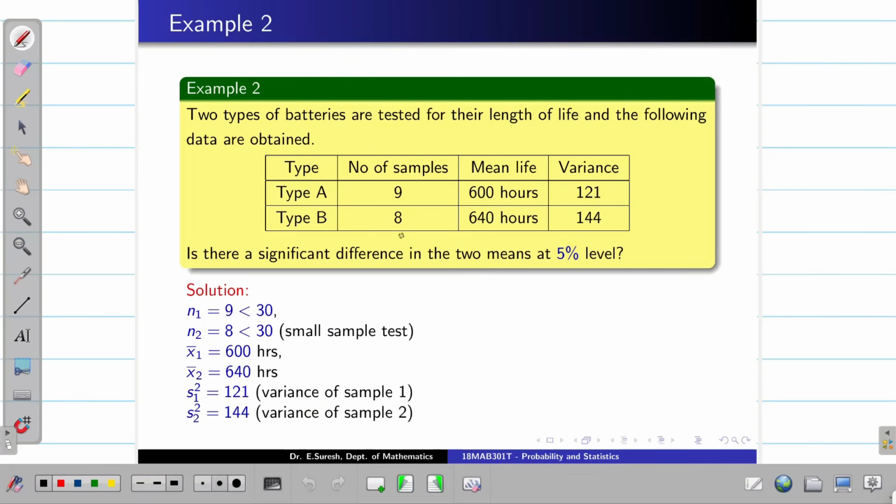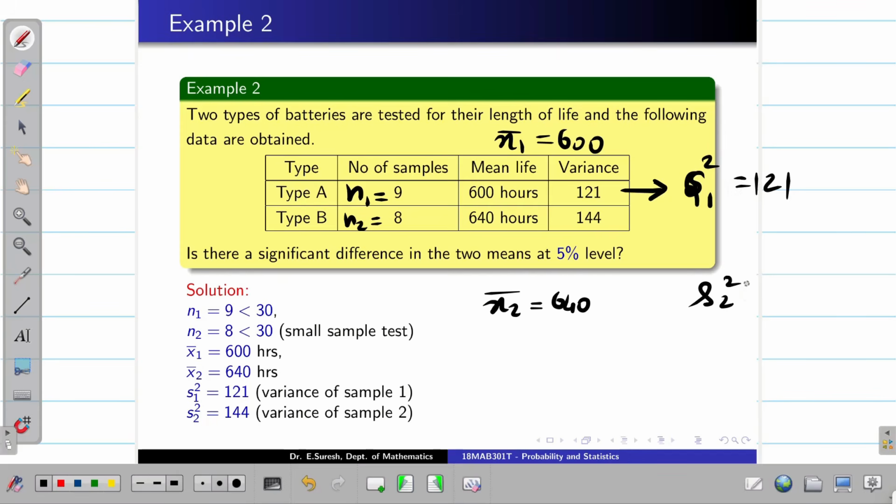All the information is given to us. N1 is 9, N2 is 8, mean life, that is x1 bar is 600, x2 bar is 640. Here, very important, variance is given, so standard deviation is not given. So S1 square is 121, S2 square is 144. Therefore my S1, S2 is 11 and 12, because standard deviation is the positive square root of variance.